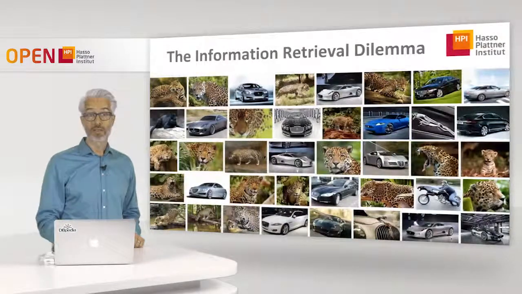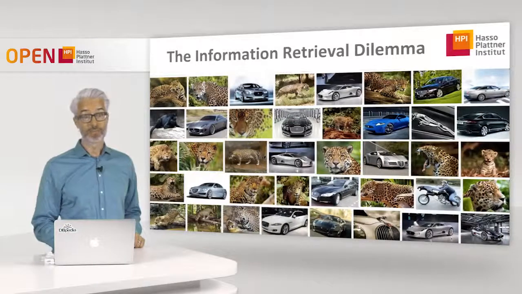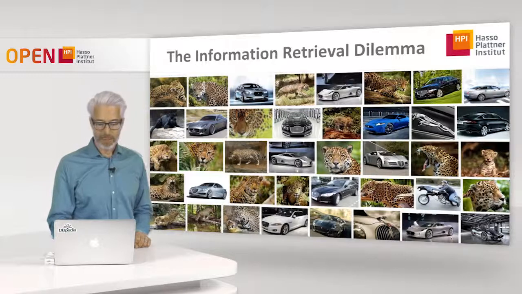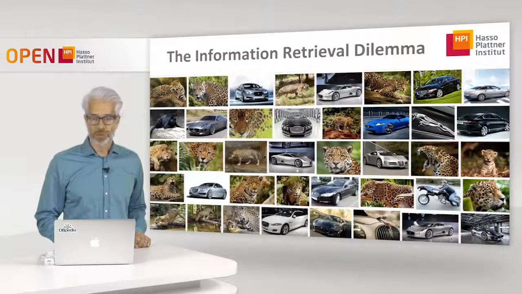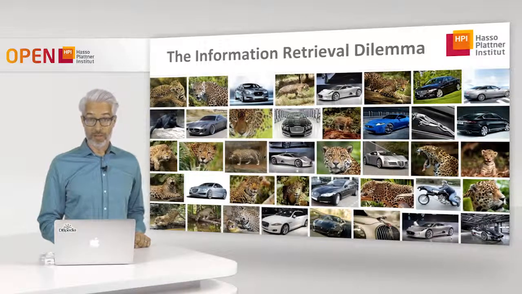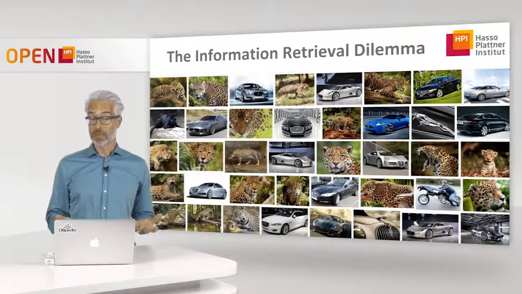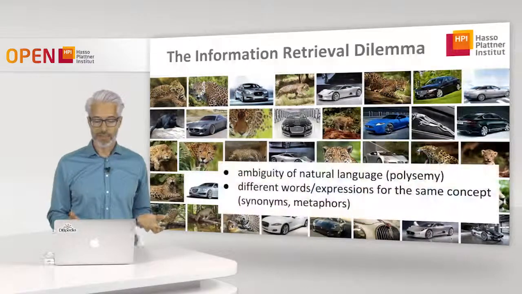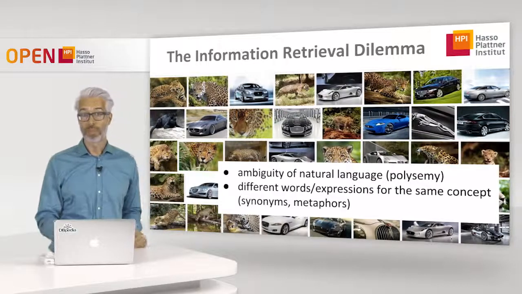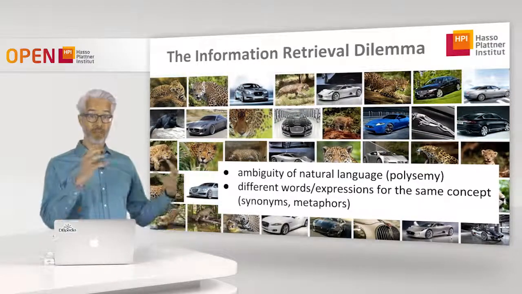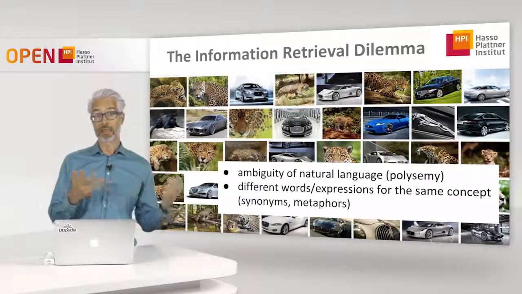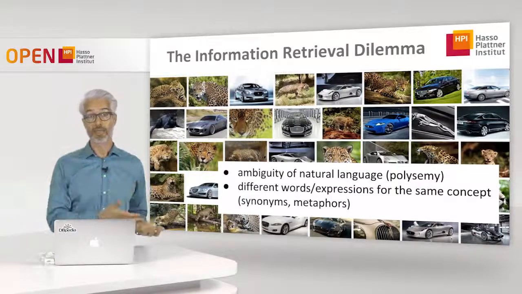You see this, for example, in the so-called information retrieval dilemma. Here you see an image search that I tried out, and you can guess what kind of keyword I was looking for. Here I was looking for Jaguar. And of course, this is an ambiguous term. Natural language, for example, has ambiguity in it. This is also called polysemy. It means you have a word, and this word can have multiple meanings. For example, Jaguar can mean the car, but on the other side also the cat.